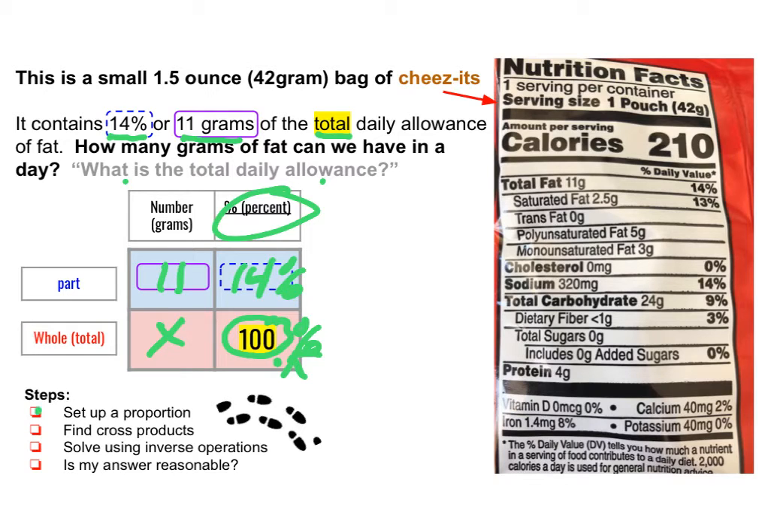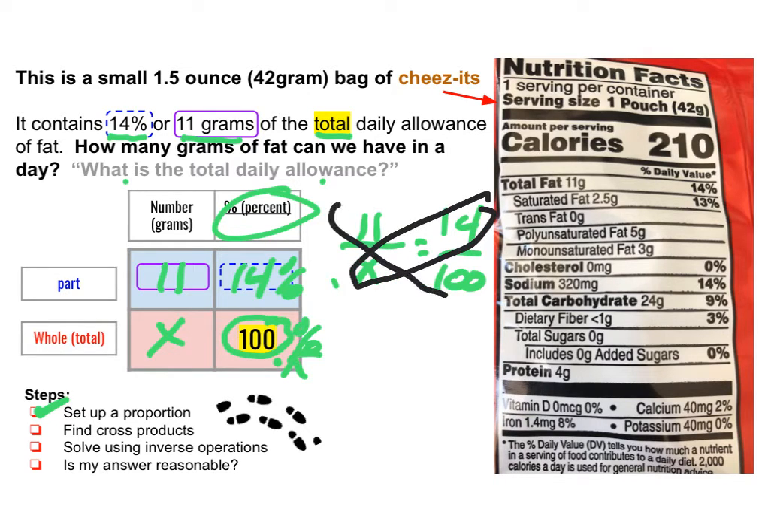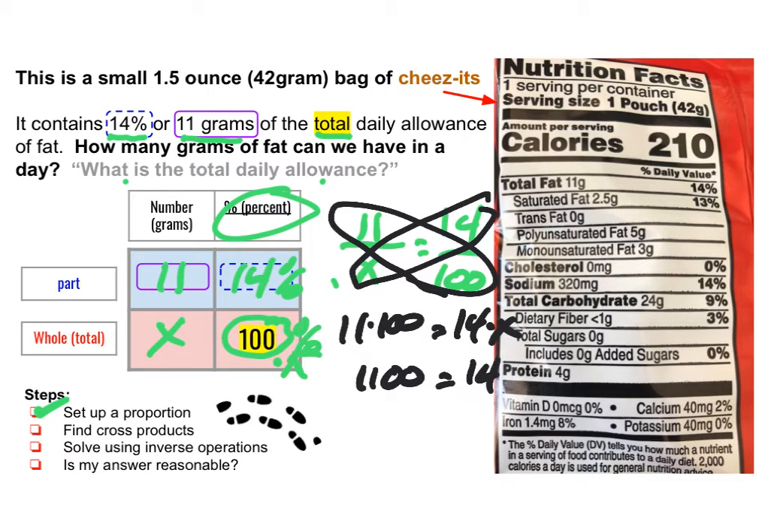Using this ratio box, we can set up a proportion. 11 over X equals 14% out of 100%. Again, part whole. Then we're going to use our cross products. 11 times 100 is equal to 14 times X, or 1100 equals 14X.